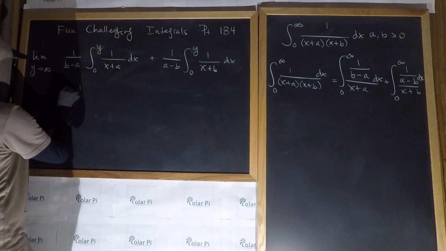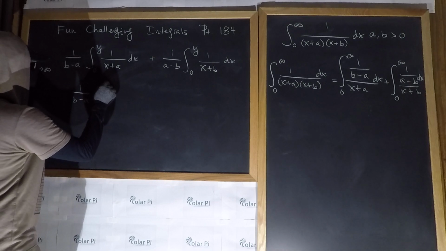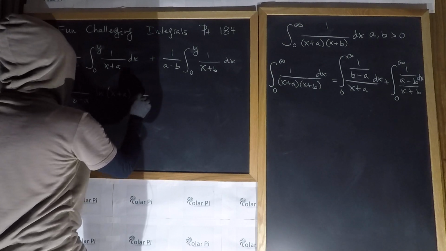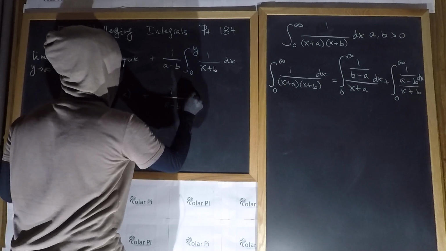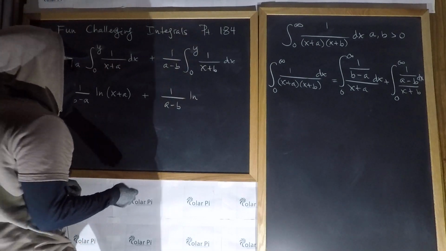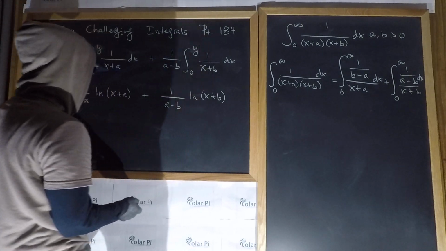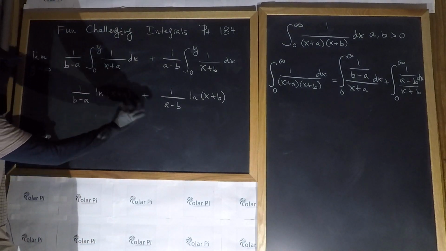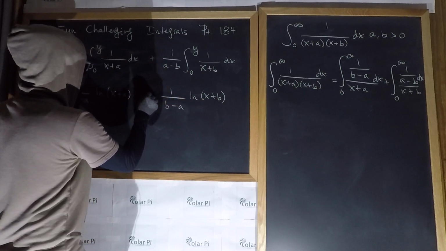Okay, and so then we're going to get 1 over b minus a times the natural log of x plus a, right? And then plus 1 over a minus b times the natural log of x plus b. They're both going to be evaluated from 0 to y, with y going to infinity. Before I throw on the evaluation, I want to do one thing, which is to synchronize these. Let's write that a minus b is the same as b minus a, but with a minus sign right here, right?